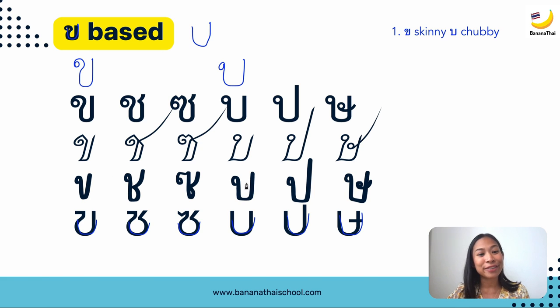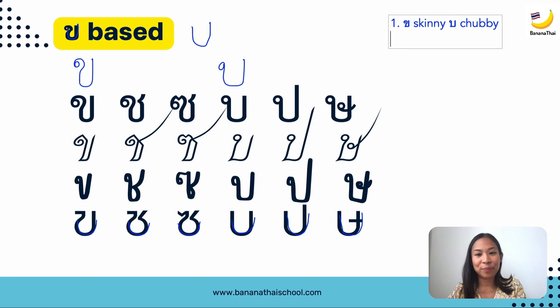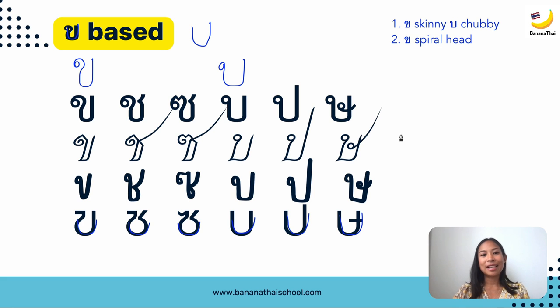This is the first thing. And second thing, as you can see, ขอไข่ has a spiral head. So now you can already differentiate between ขอไข่ and บ่อใบไม้. ขอไข่ has a spiral head and is skinny, บ่อใบไม้ is chubby. This one doesn't, for the handwriting cartoon font it's more simple, so for ขอไข่ you don't really have to do this. You can, but normally no need to spiral. But as you can see, ขอไข่ is still skinnier than บ่อใบไม้. And this one, ขอไข่ has a spiral head, บ่อใบไม้ has a non-spiral head.